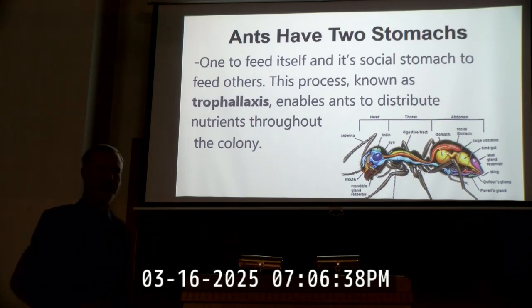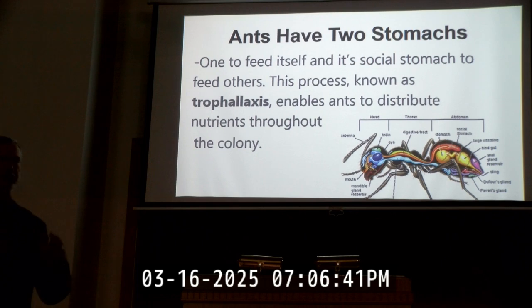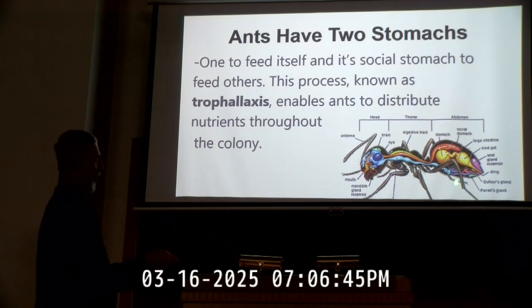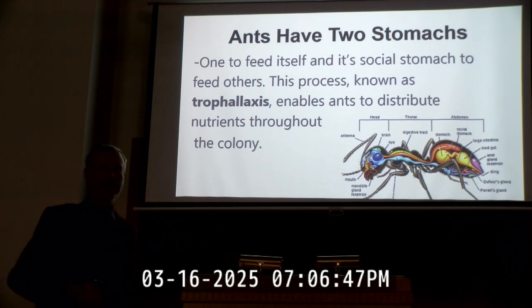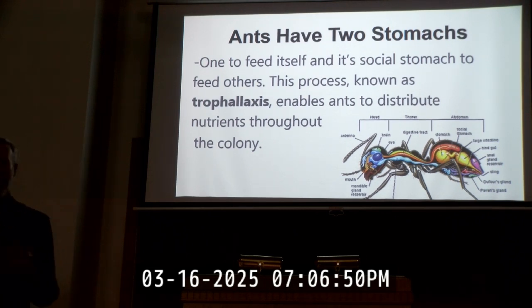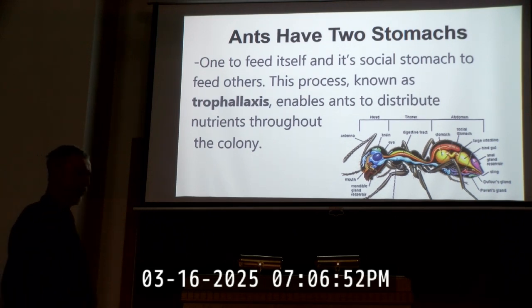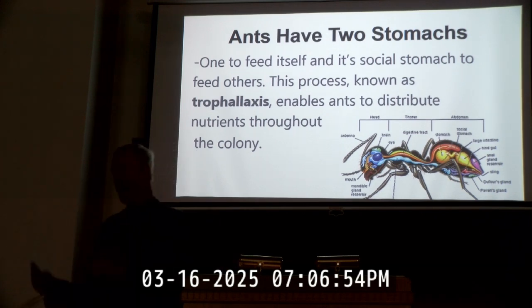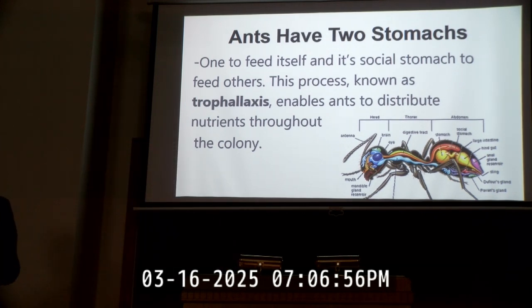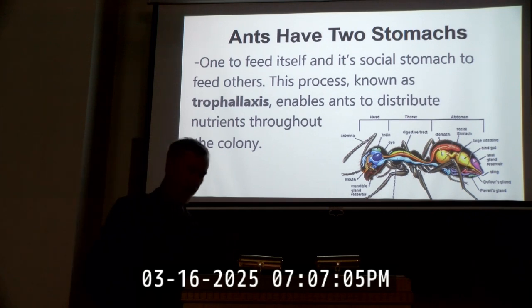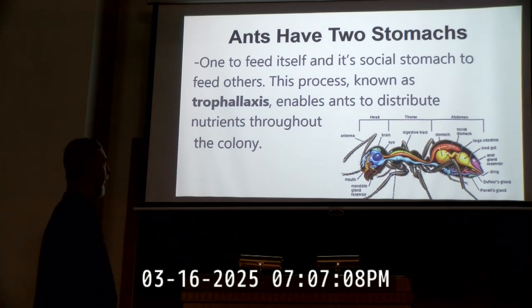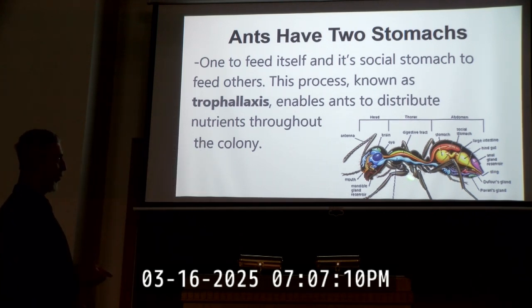The red one, that's the social stomach. And that's the one that it will use to feed other workers. Then it's got its own stomach that it will use for its own nutrition. And so it can store food in the social stomach and take it back and then use that to feed the queen, or use that to feed the workers that are not going out into the field and finding the food that's available. And so certainly this idea of being designed with two stomachs.